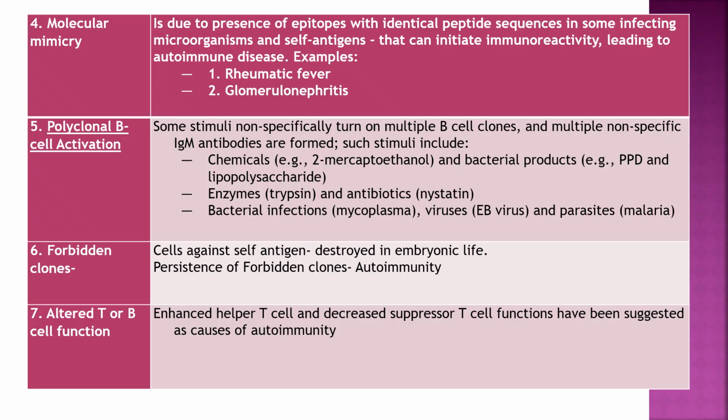Some stimuli non-specifically turn on multiple B cell clones and multiple non-specific IgM antibodies are formed. Such stimuli include chemicals like 2-mercaptoethanol, bacterial products PPD and lipopolysaccharide, enzymes like trypsin, antibiotics like nystatin, bacterial infection, mycoplasma, viruses like EB virus, parasites like malaria. Forbidden clones, cells against self-antigen destroyed in embryonic life, and persistence of forbidden clones cause autoimmunity. Altered T or B cell function, enhanced helper T cell and decreased suppressor T cell function have been suggested as causes of autoimmunity.